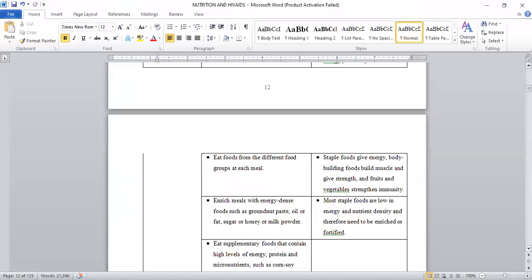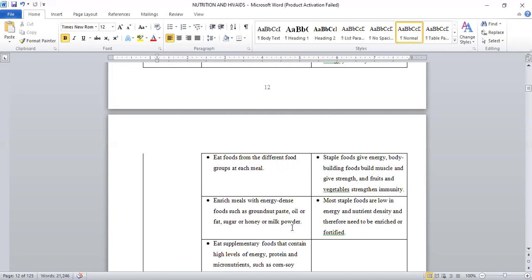Then eat food from different food groups, not only one food group. Remember about the varieties, the spice of life. So if today you take ugali, the other meal take rice, the other meal take bananas, and so on. So take food from different food groups. And then enrich meals with energy-dense food such as groundnut paste, oil or fat, sugar, and honey. So, enriching of the diet.